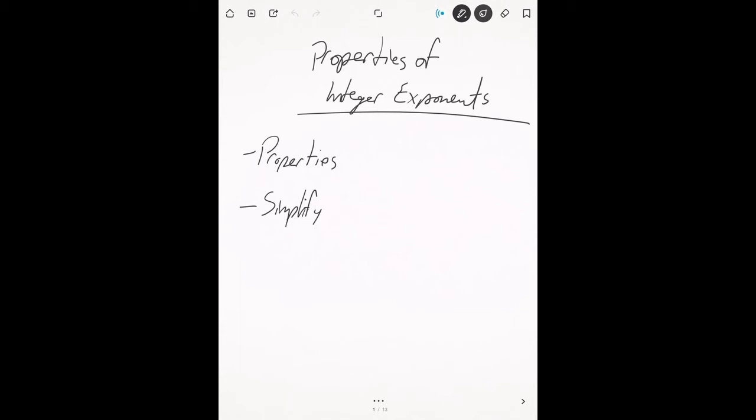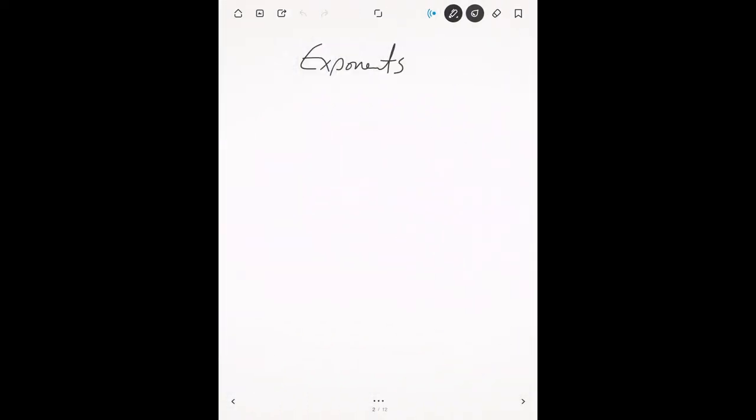Hey, it's Linford here, and in today's video we're going to be talking about the properties of integer exponents. In particular, we're going to talk about what the properties are and how we can use them to simplify exponential expressions. All right, we're starting off by talking about exponents, and it's a good thing to remember.